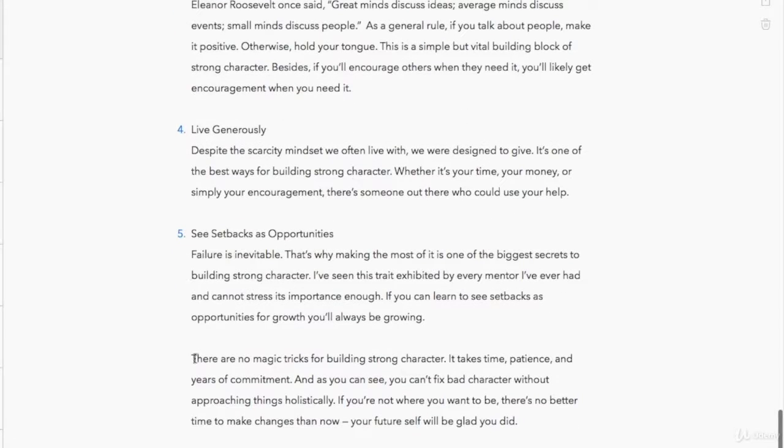Now let's look at this first sentence of my last paragraph, my conclusive paragraph. I transition out of my last point by saying there are no magic tricks for building strong character. It takes time, patience, and years of commitment. The way I make a connection from my supportive point to my conclusive paragraph here is by saying that yes, all of these points here matter and are important, and they're helpful and practical, but they're not magic. And so I'm referring back to my supportive points, and that is how you build connections.